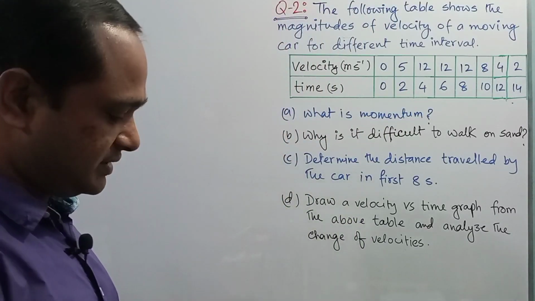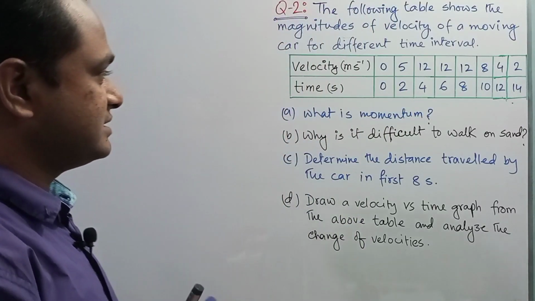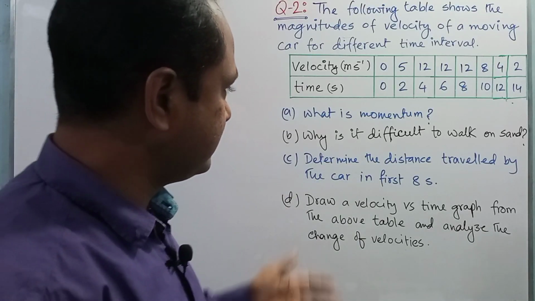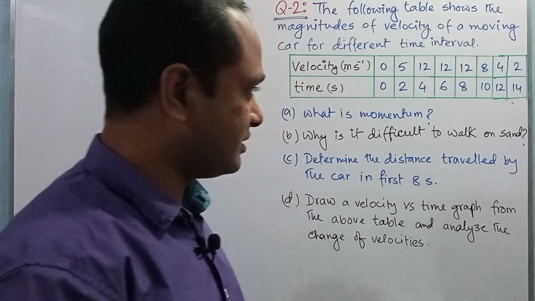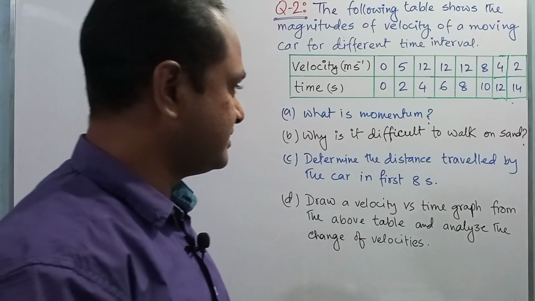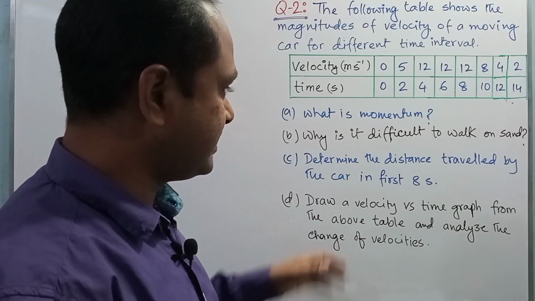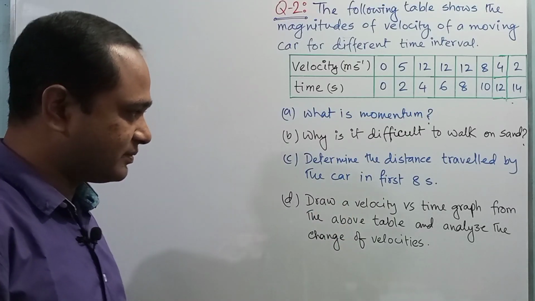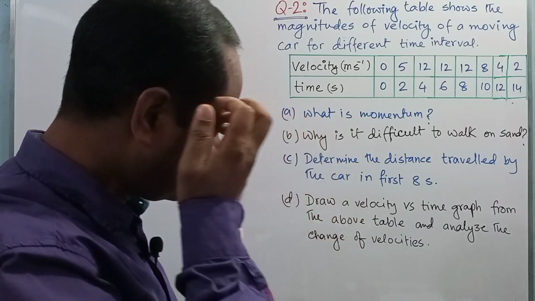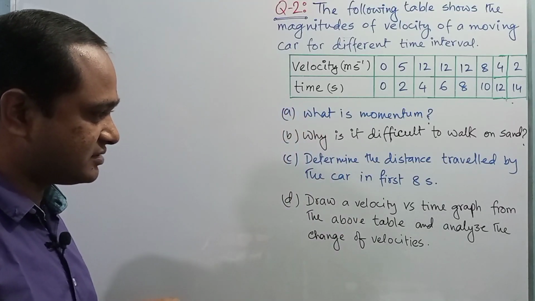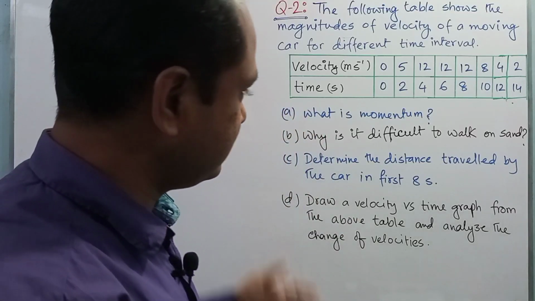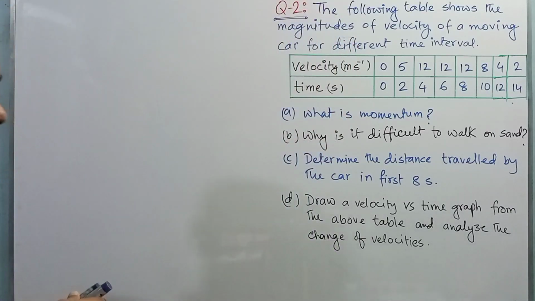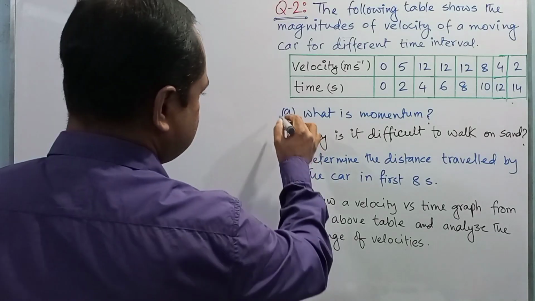Right? Dear student, here the questions are: what is momentum? Why is it difficult to walk on sand? Determine the distance traveled by the car in the first 8 seconds, and finally draw a velocity versus time graph from the above table and analyze the change of velocities. I think this question is almost similar to our previous question. So here the first question is, what is momentum?